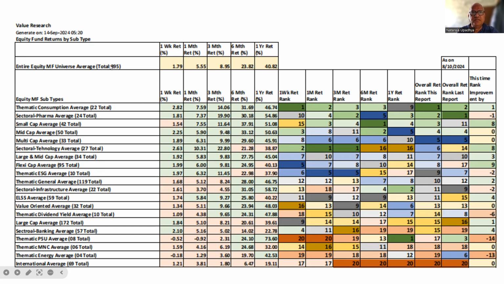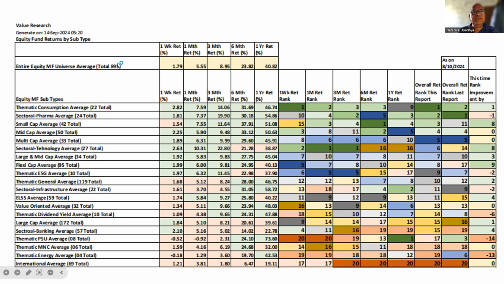Basically, there are 895 equity funds, and their returns as on September 13 were as follows: 1.79% for the week, 5.55% return for the month, 8.95% for 3 months, 23.82% for 6 months, and 40.82% for the entire year. So this is the overall summary of equity fund returns, the total 895 equity funds average returns. That return is shown in amber here.